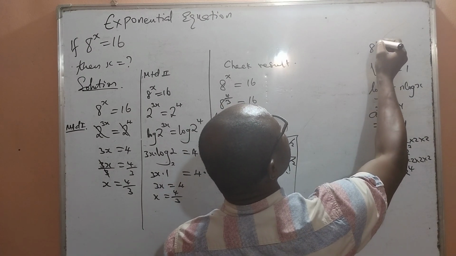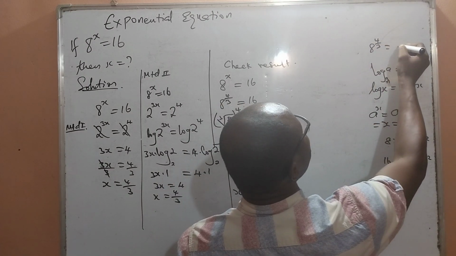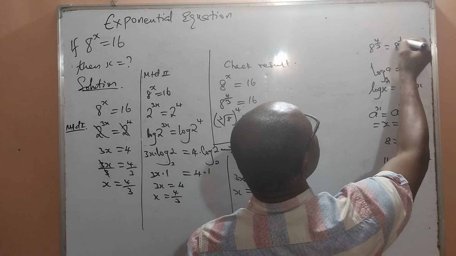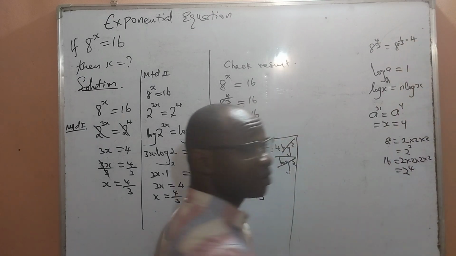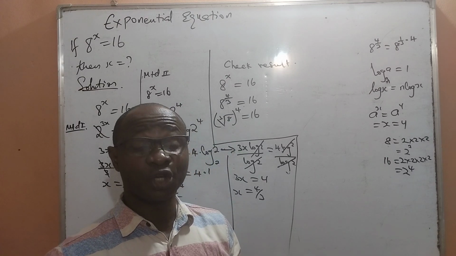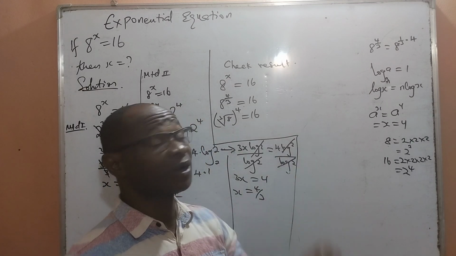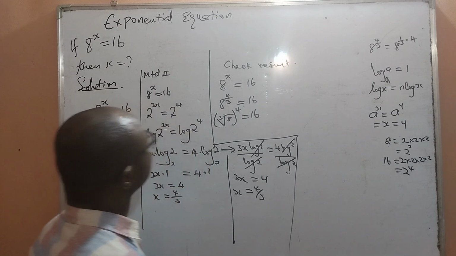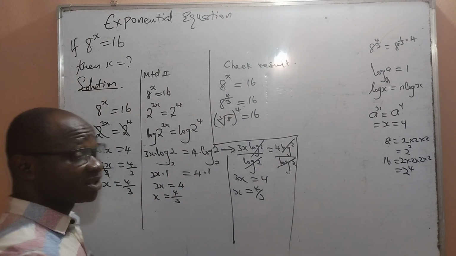You know that 8 raised to the power 4 over 3 can be written as 8 raised to the power 1 over 3 multiplied by 4. But 8 raised to the power 1 over 3 is the same thing as the cube root of 8, then to the power of 4. Beautiful. So, but what is the cube root of 8?